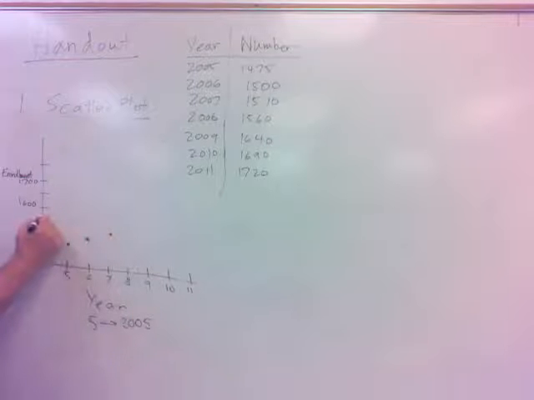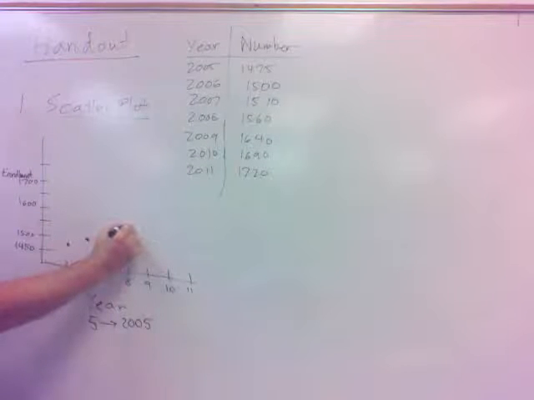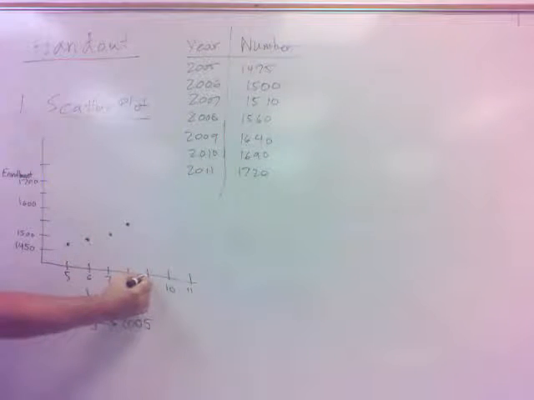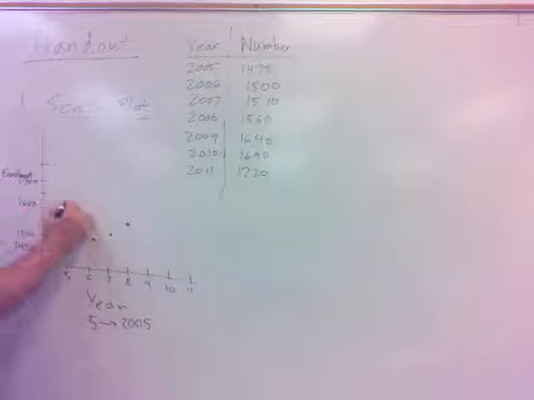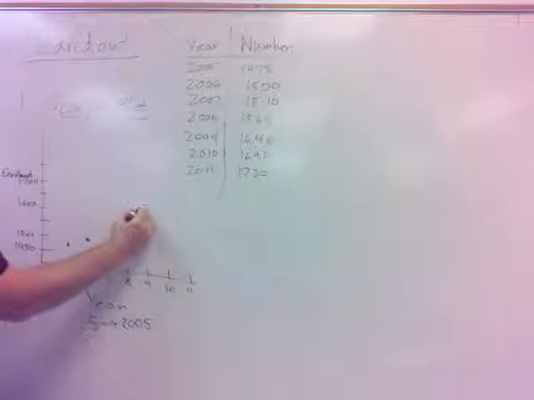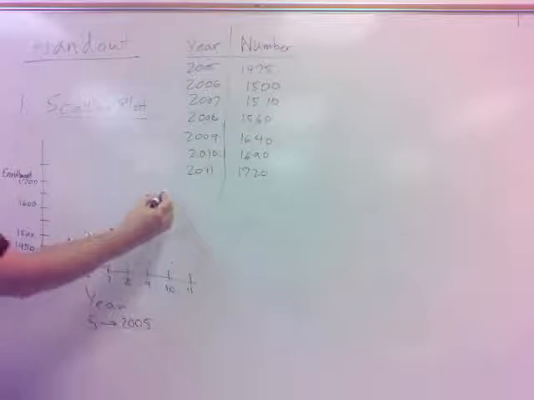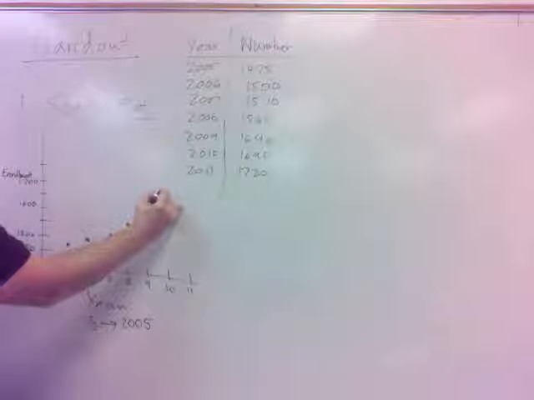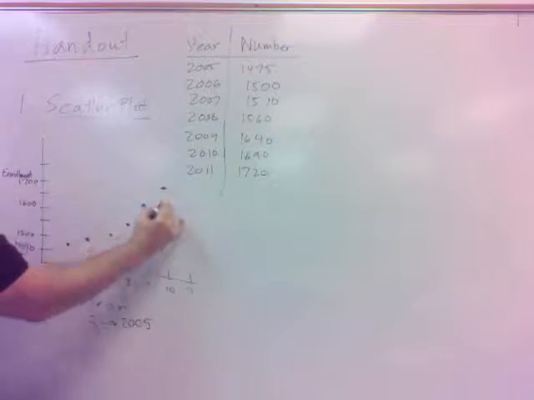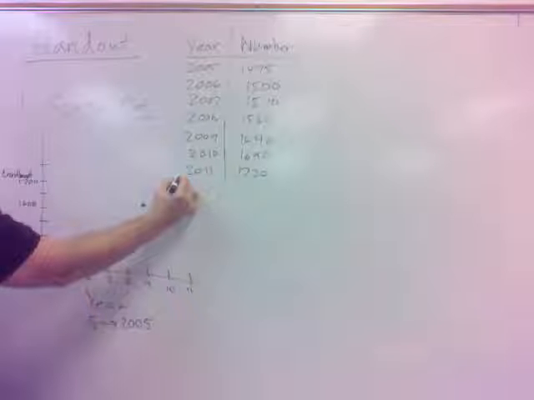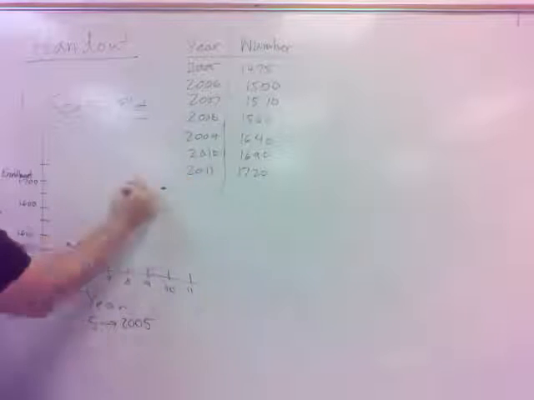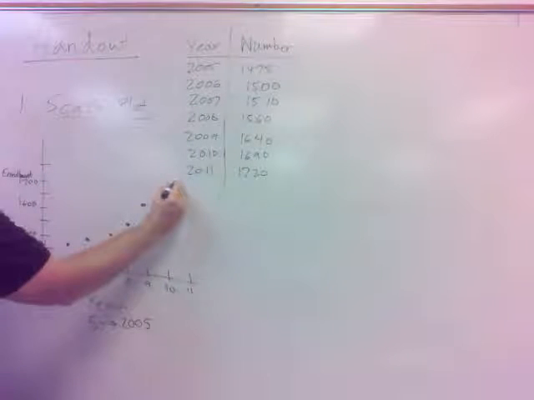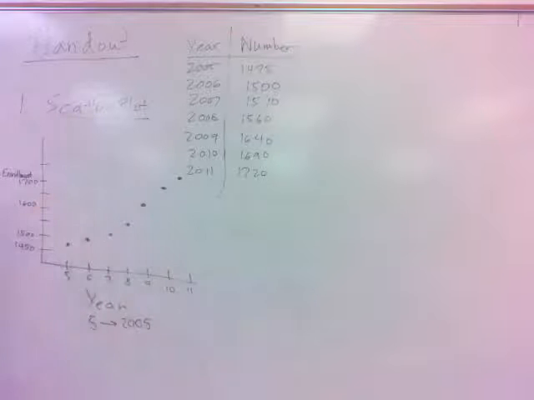Okay? And so I've got 2005, 1475, 2006, hey, that's nice, right at 1500, 2007, 1510, 2008 is 1560, so that would be right about in here. 2009 is 1640, so it's close to that one. And then 2010 is 1690, right there. And then 2011 is 1720. Okay. All right. So that's what we did a little bit of last time.